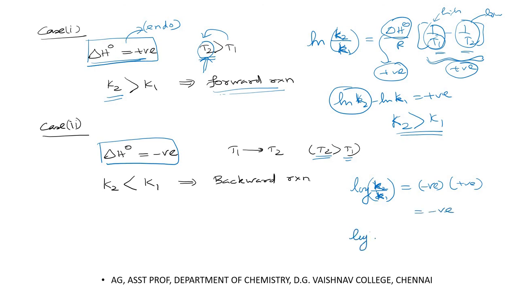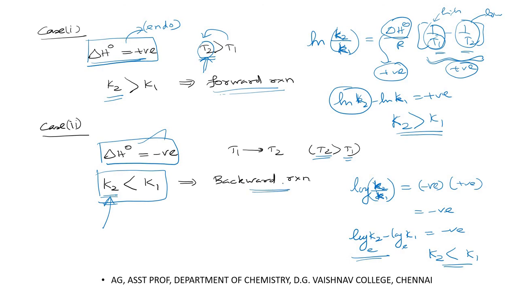So what does this indicate? ln K2 minus ln K1 is equal to a negative value. It means ln K2 should be less than ln K1, or K2 should be less than K1. So in this case, if delta H naught is negative, an increase of temperature decreases the equilibrium constant value. If the equilibrium constant value decreases, then the reaction will occur to a larger extent in the backward direction. So the backward reaction is favored more.